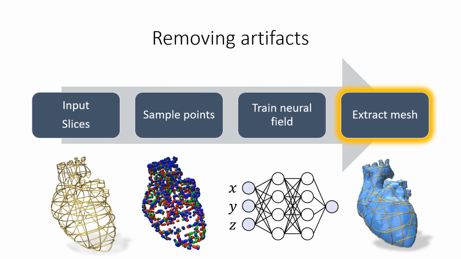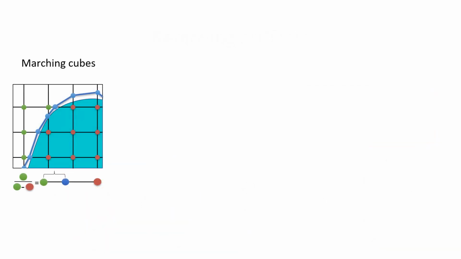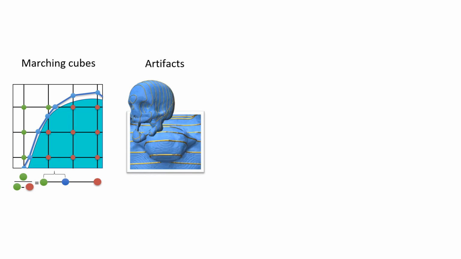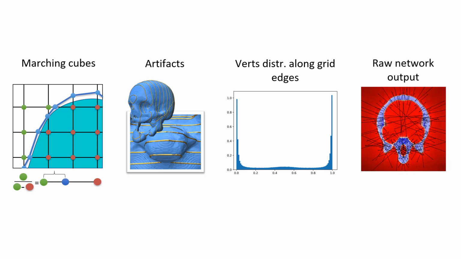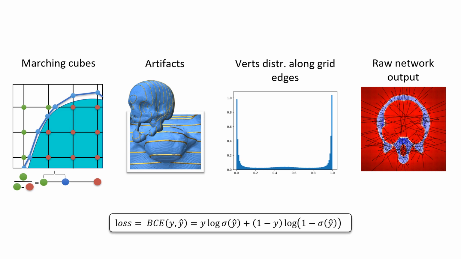Our final contribution is removing artifacts in the extracted mesh. In the final phase, we use the Marching Cubes algorithm to extract the mesh. The resulting mesh has wave-like artifacts due to the snapping of vertices to the grid points. The snapping is a result of high field polarization induced by the binary cross-entropy loss.